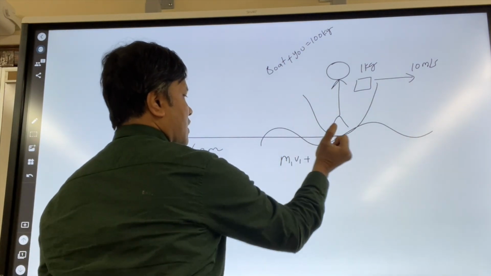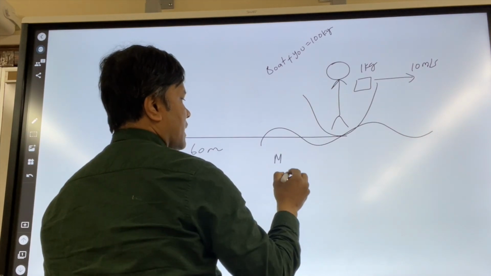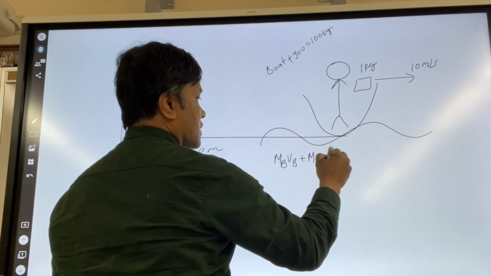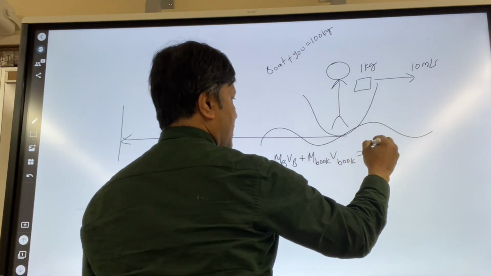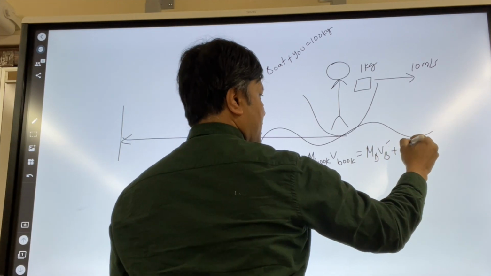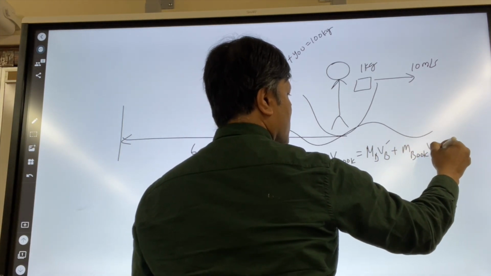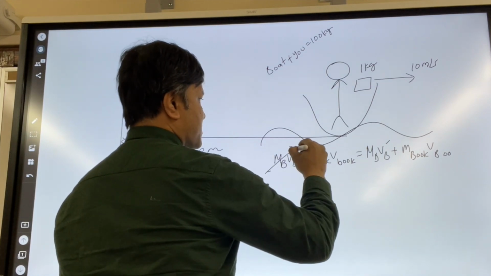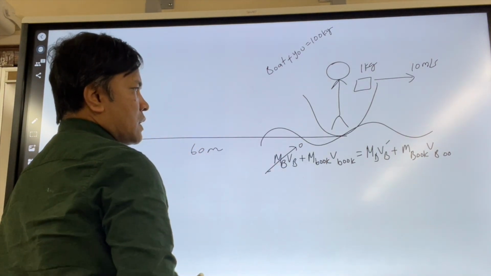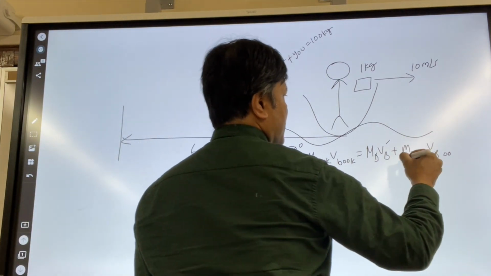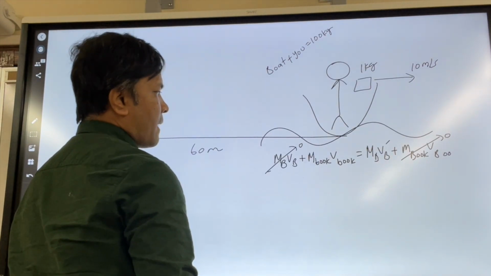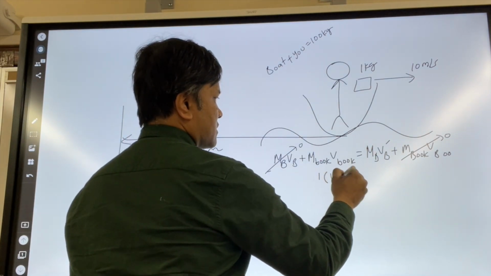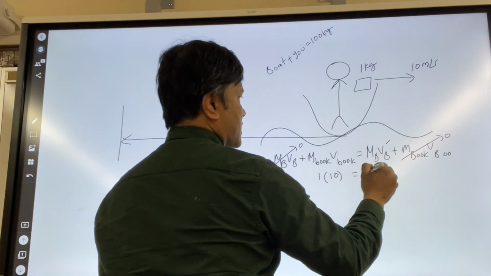M boat V boat plus M book V book is equal to M boat V boat plus M book V book. The boat is at rest before you throw the book. After you throw the book, the book is at rest. The boat is moving. So M book is how much? One times 10, 10 is equal to M boat plus you, which is 100, times V boat.